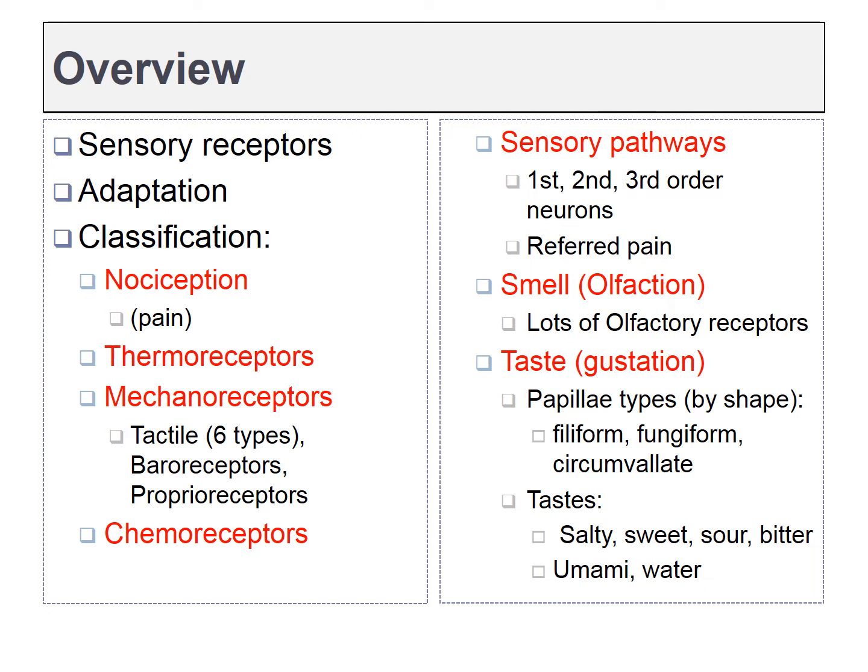To do all of that, we'll start with some basic overview of different sensory receptors, talk about how they can adapt to signals, and then we're going to classify them. And we'll begin with the general senses and move on to some of the special senses. We'll talk about the ways that sensory information reaches the brain, and in general it's fairly consistent. There's going to be a first order, a second order, and a third order neuron. And then we'll move on to the special senses, at least smell and taste in this first part.